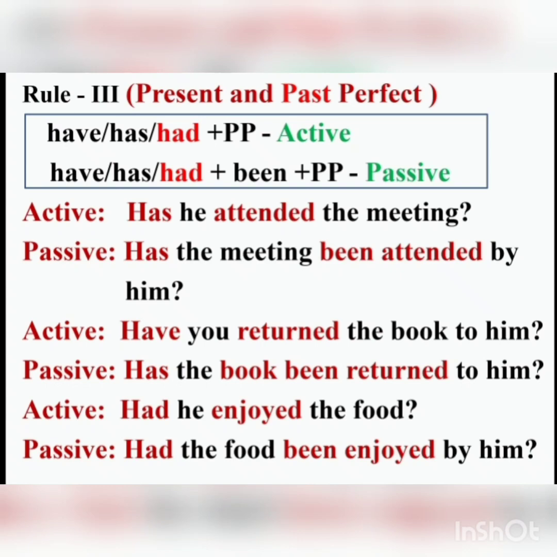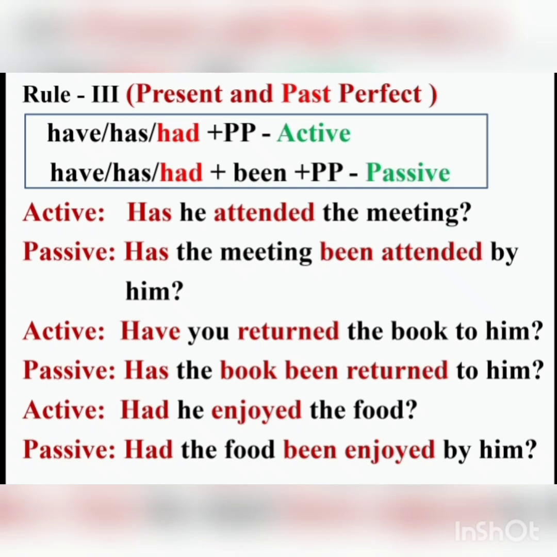For example, has he attended the meeting? The sentence is in present perfect in the question form. Here the subject is he and the object is the meeting. So you have to start with the meeting. Since it is singular: has the meeting been attended by him?